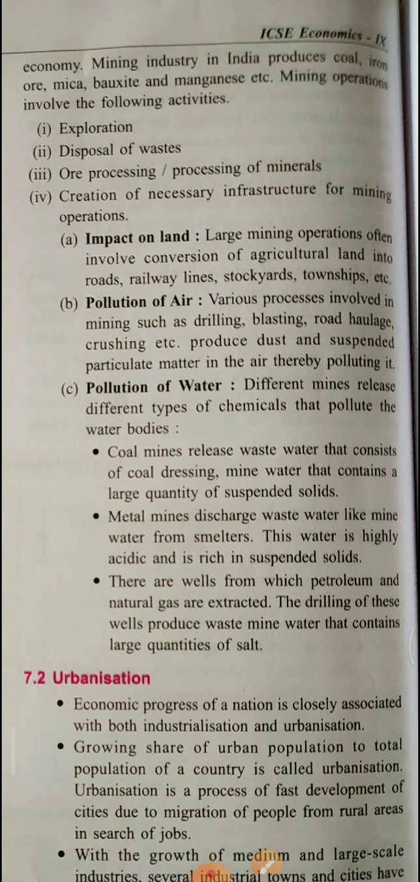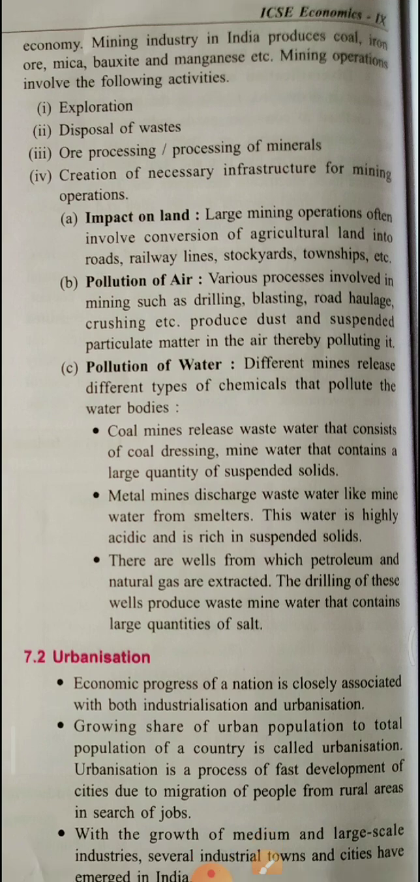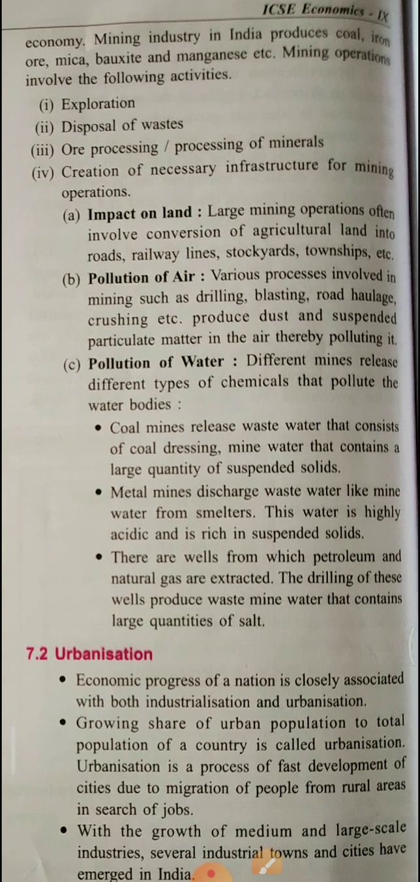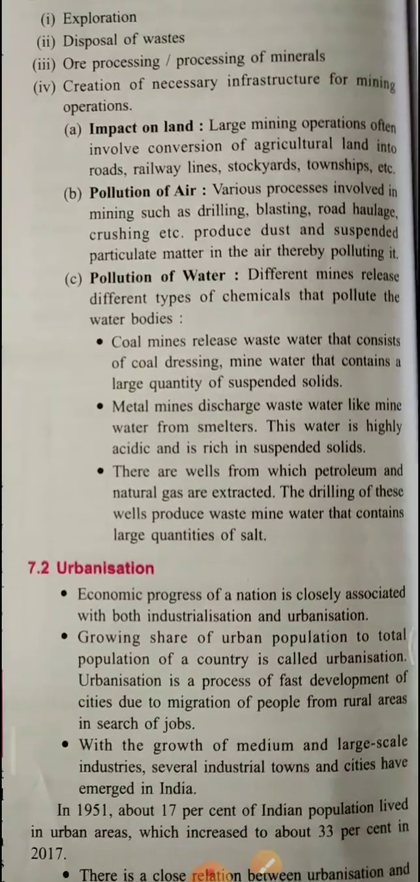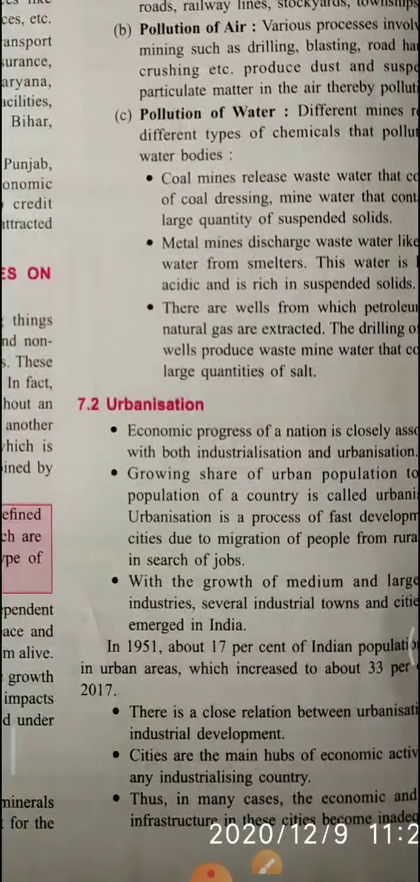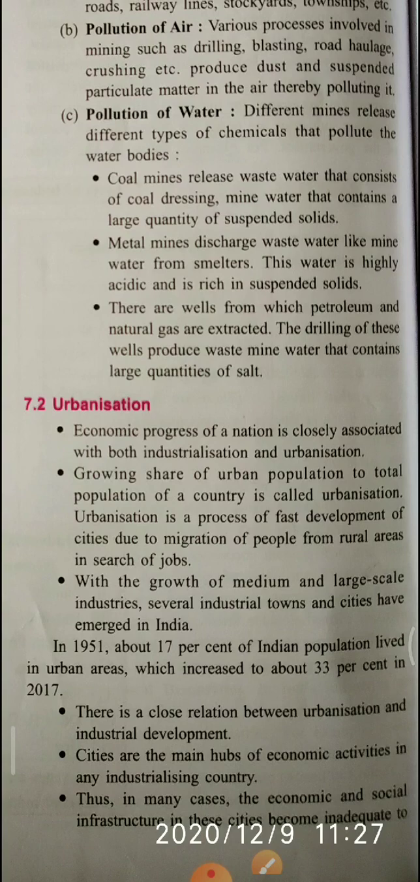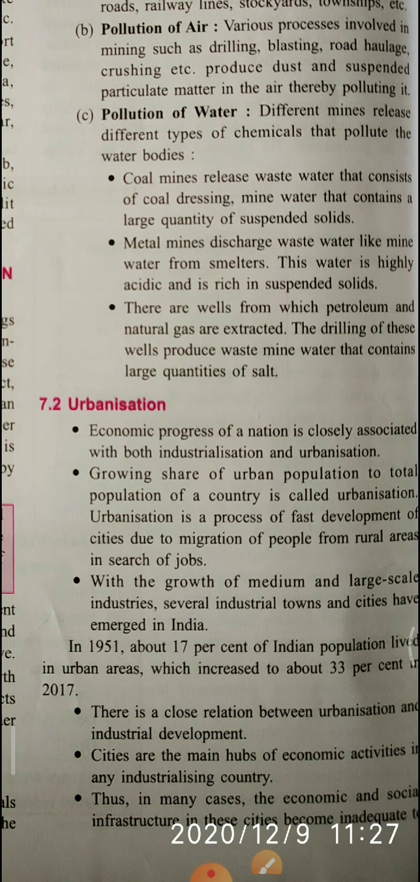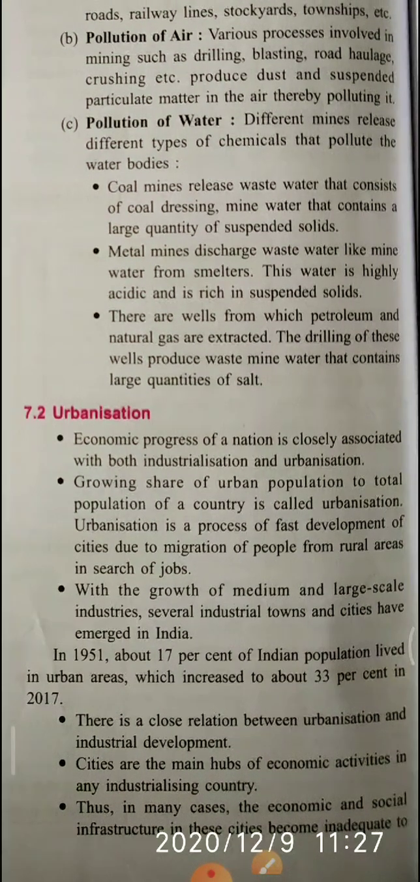फिर impact on land, pollution of air, pollution of water. Everything means through industrialization is being polluted. Okay, so urbanization 7.2. Urbanization, economic progress of nation is closely associated with industrialization, मतलब शहरीकरण, लोग गाँव से शहर की तरफ भागते जा रहे हैं, तो इसी को हम क्या कहते हैं, अर्बनाइजेशन या शहरीकरण. रोज़ नए नए शहर बनते जा रहे हैं और बढ़ते जा रहे हैं.